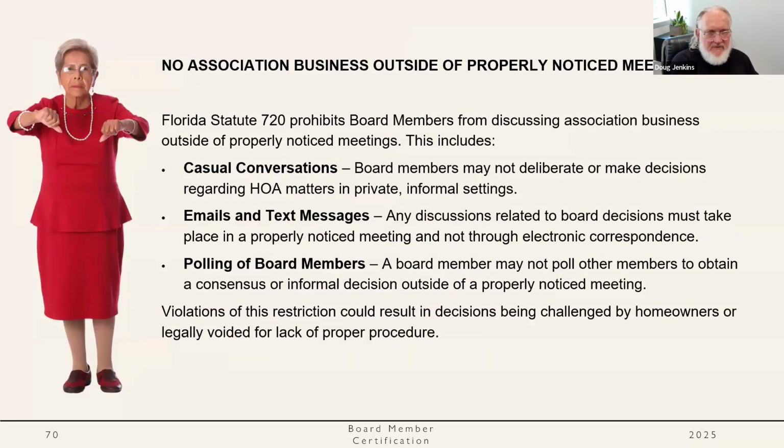720 prohibits board members from discussing association business outside of properly noticed meetings, and it's really from deciding on association business. So you can't deliberate or make decisions regarding HOA matters in a private, informal discussion. Emails and texts, you can't make a board decision by going through electronic correspondence. You can't make a board decision by polling the members, an informal poll, and say, yeah, we all agree, we'll just vote at the meeting. Those are all in direct violation of the statute.